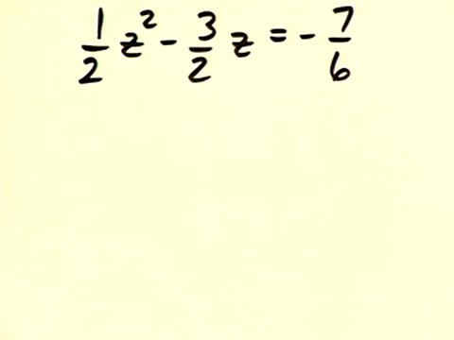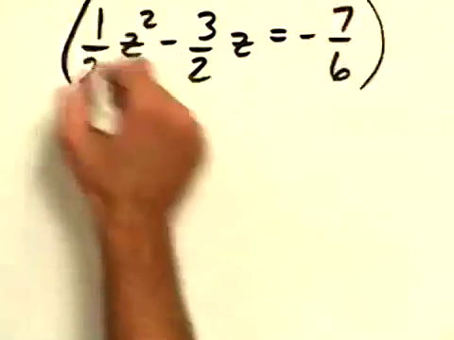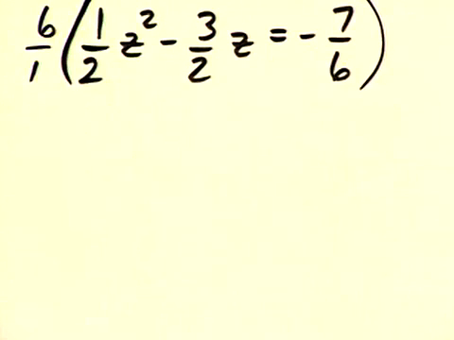We will solve this quadratic equation using the quadratic formula. In order to use the quadratic formula, we must have the quadratic equation in standard form, or set equal to 0. It's also a lot easier if we get rid of all these fractions. So to get rid of the fractions, let's multiply everything by the least common denominator of the fractions.